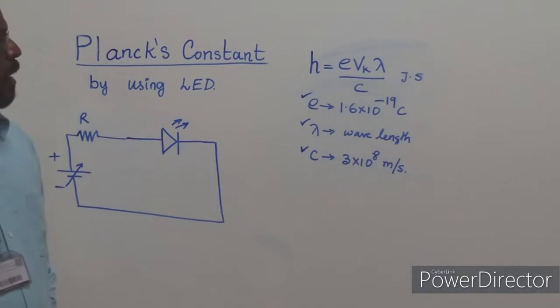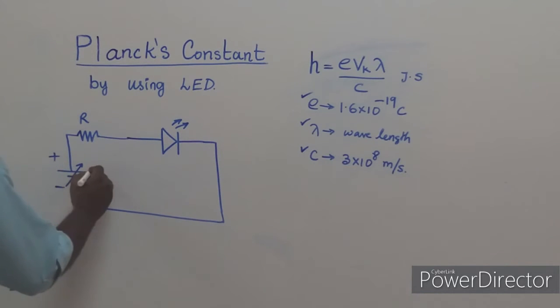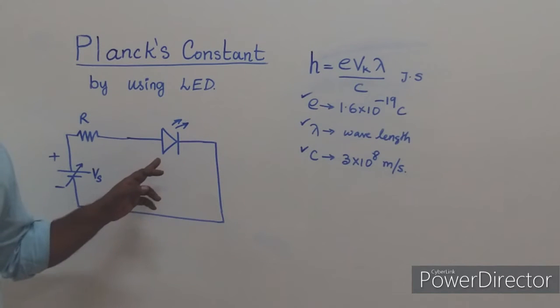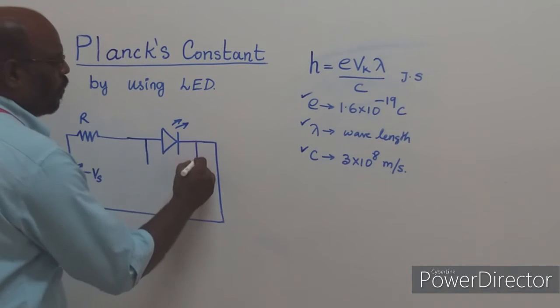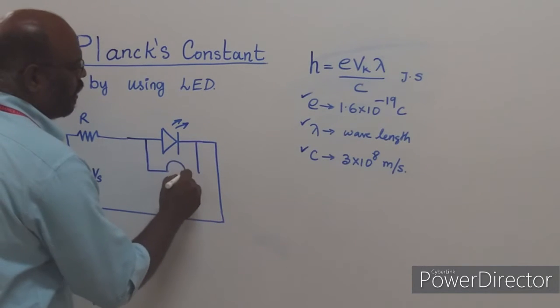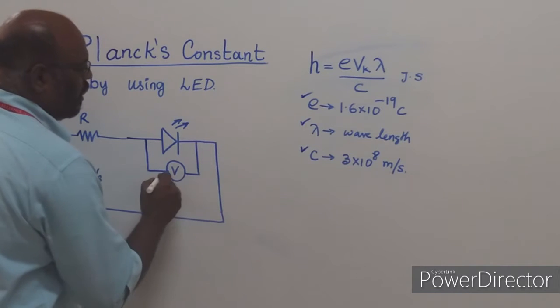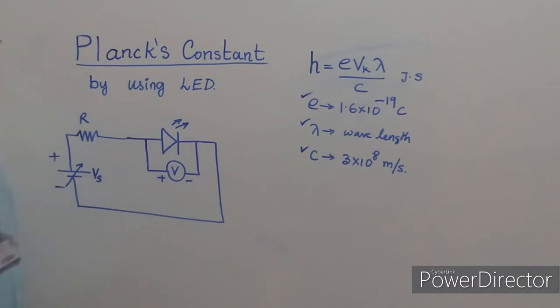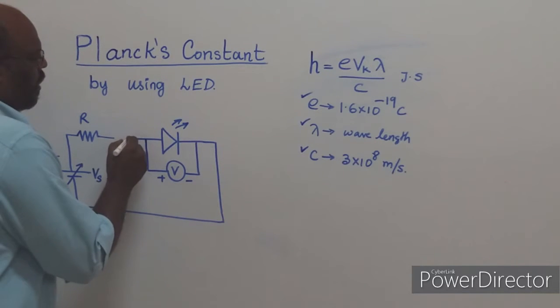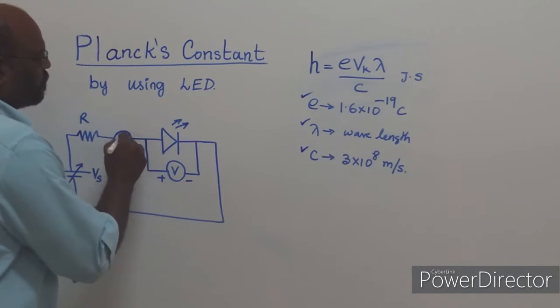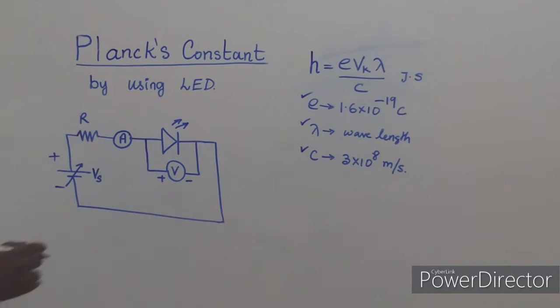So we have to apply voltage. The applied voltage is Vs, the source voltage, and we have to measure the voltage across the diode. For that we have to connect a voltmeter across the diode, and the voltmeter should be connected in parallel. We also have to measure the current through the diode, so for that I am going to have an ammeter here. The ammeter should always be connected in series.